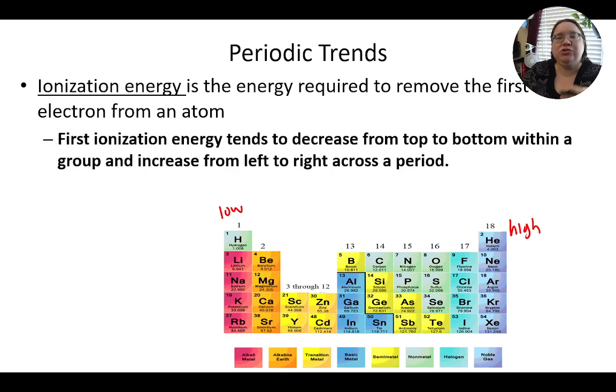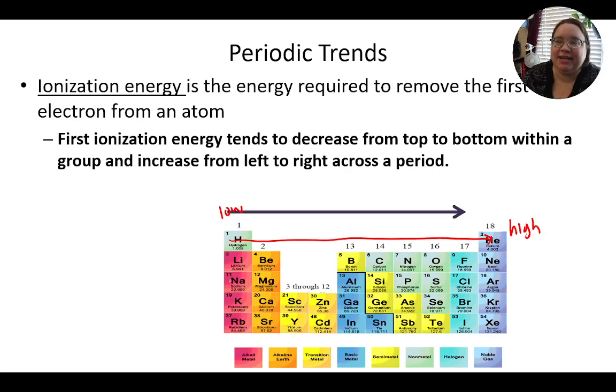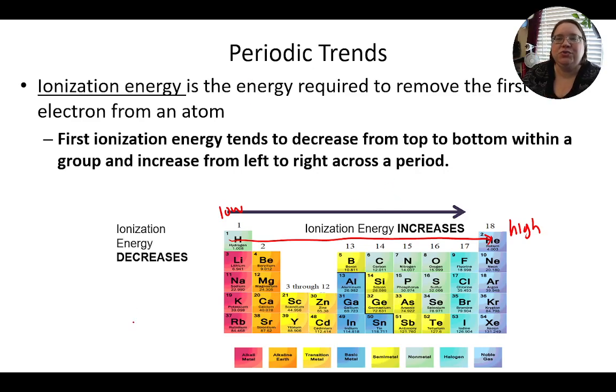The general trend in first ionization energy is as we go across, we have a gradual increase in first ionization energy. But as we go down, we have a gradual decrease. It gets easier to remove electrons from larger atoms.